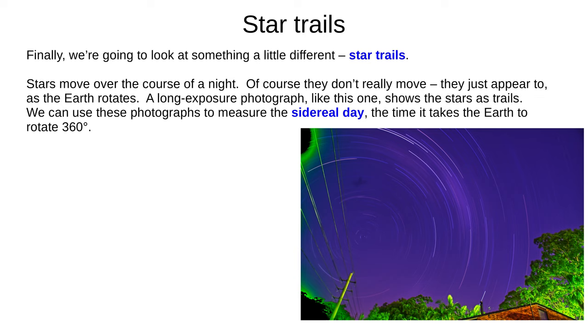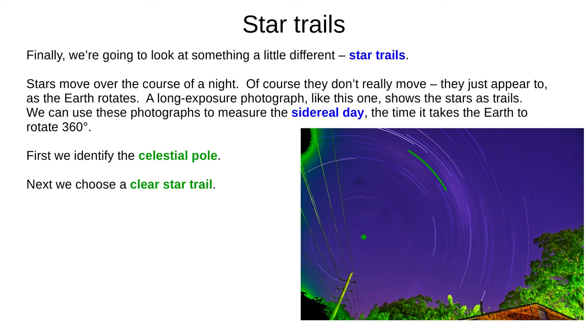Our final topic in exploring starlight is star trails. Stars move over the course of a night, or rather they appear to, as the Earth rotates. A long exposure photograph like this one shows the stars as trails, as an arc of a circle. We can use these trails to measure the sidereal day, the time it takes the Earth to rotate 360 degrees. First, we identify the celestial pole, the centre of the arc's circle.